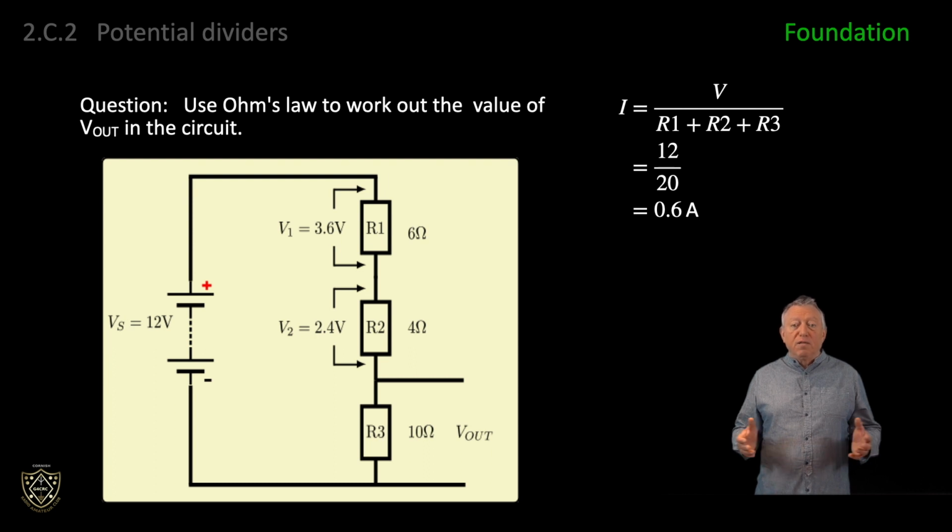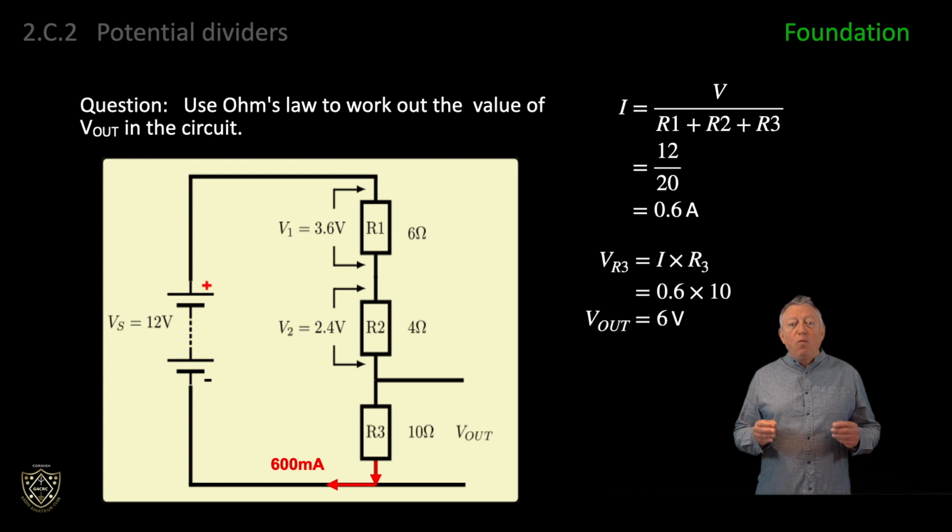This current, 0.6 amps, has to flow through R3. So we can use Ohm's law to determine the voltage across R3, which is effectively Vout. VR3 equals I times R3, which equals 0.6 amps times 10 ohms, which gives the answer 6 volts. So we have solved the same potential divider problem with two approaches: Ohm's law and Kirchhoff's voltage law. This is an example of where Kirchhoff can save you a lot of time.